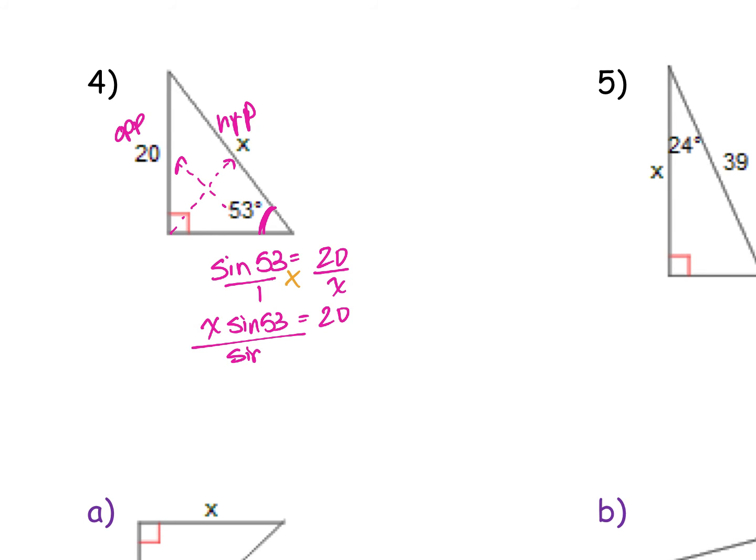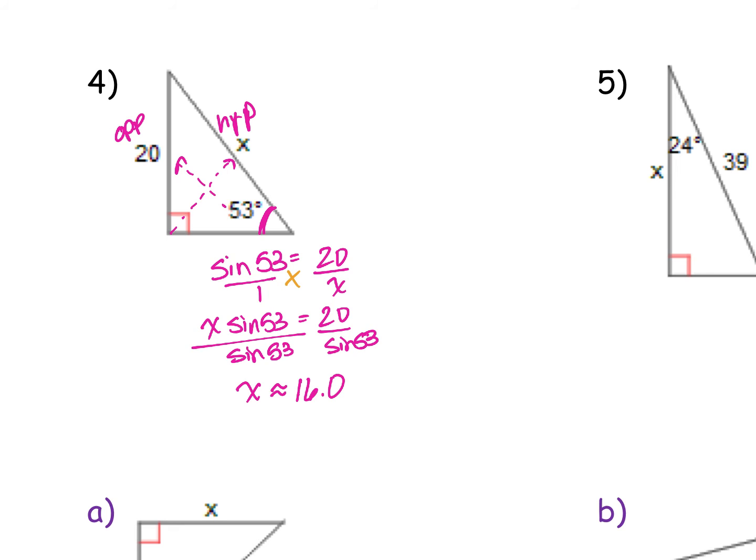Divide by sine of 53 on both sides. X is approximately going to be equal to 20 over sine 53... 16.0? That cannot be correct. Oh, because I didn't divide. 20 divided by sine of 53 is 25.0.